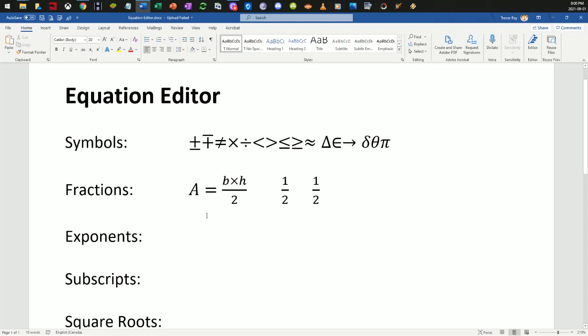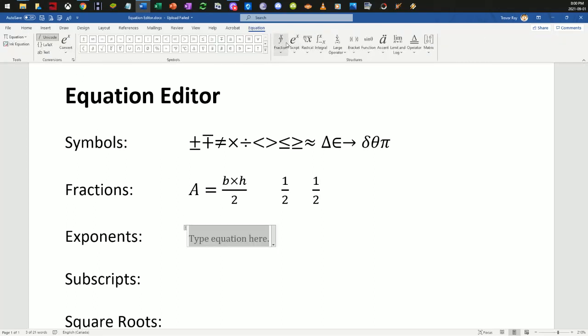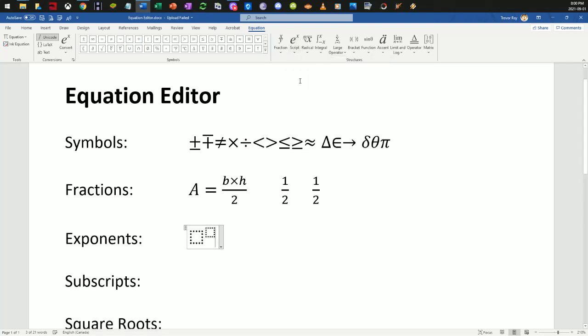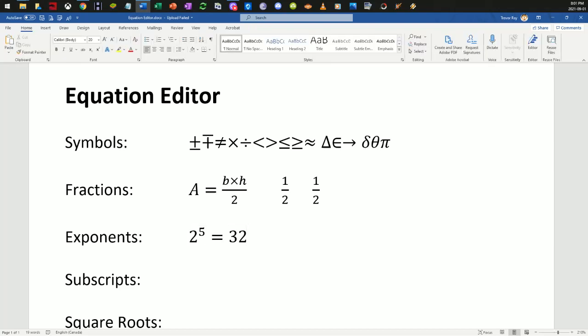Okay, exponents. Much the same idea. Insert equation and exponents. It's under script here. It looks like a letter E to the exponent x. And there's a few different variations you can use on it. The basic exponent we're going to use is just the first one. So that I could type in something like 2 to the exponent 5 equals 32. I can also use that same script part if I want to do subscripts.